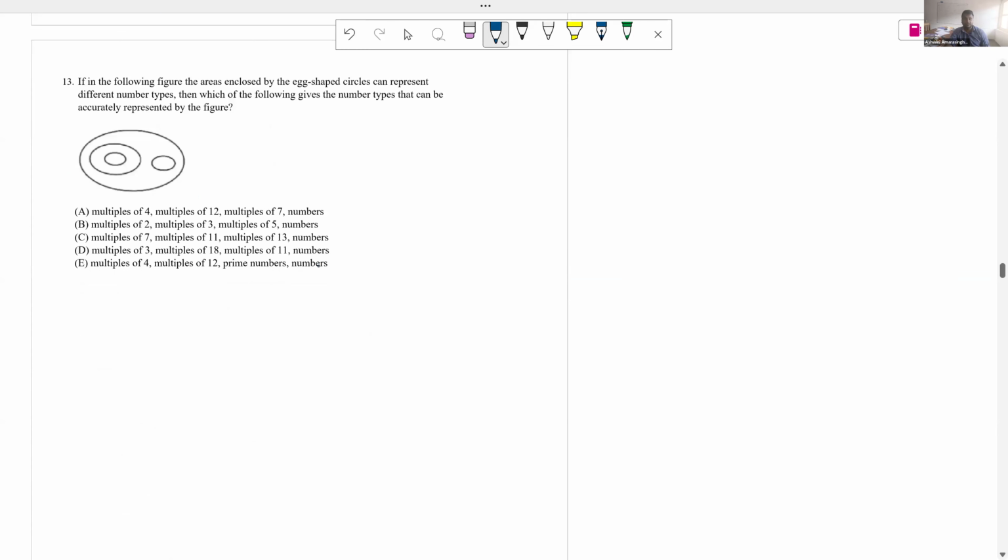Okay, let's move on to question number 13. If in the following figure, the areas enclosed by the egg-shaped circles represent different number types, then which of the following gives you the number types that can be accurately represented by the figure? So this is a question that makes you think a little. Okay, first of all, these are integers. Okay, so it can have 0, it can have negative numbers, different number types.